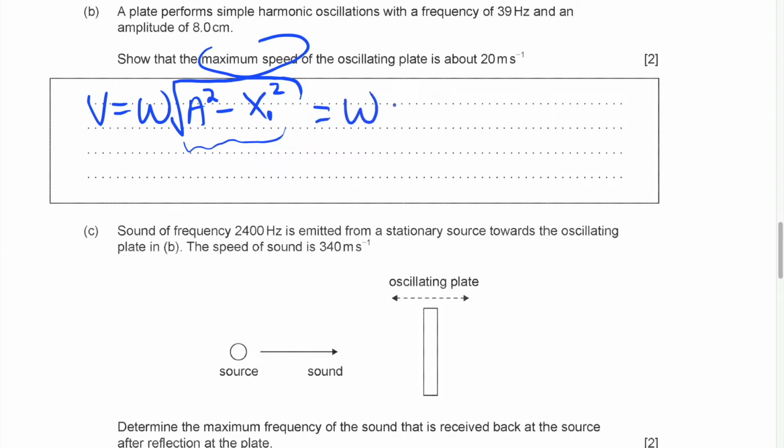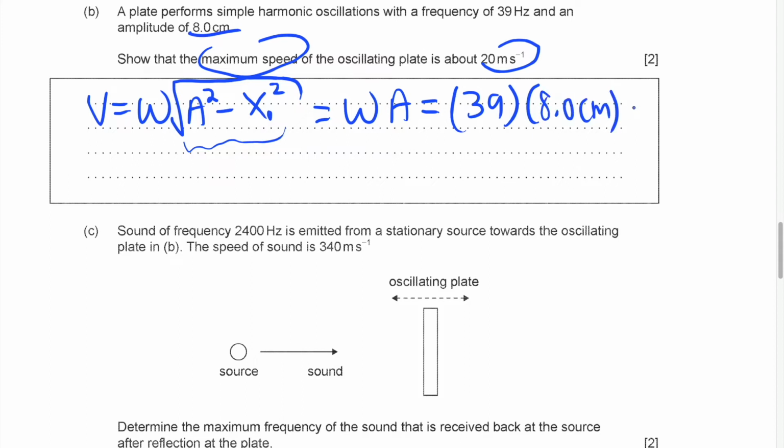So it's equal to angular frequency multiplied by amplitude, because we want this to be as large as possible. So x sub 0 is equal to 0, and the square root of the amplitude squared is just the amplitude. Substituting numbers into this equation, the angular frequency is equal to 39, and the amplitude is equal to 0.8 centimeter. Convert this to meter, we need to multiply by 10 to the power of negative 2.